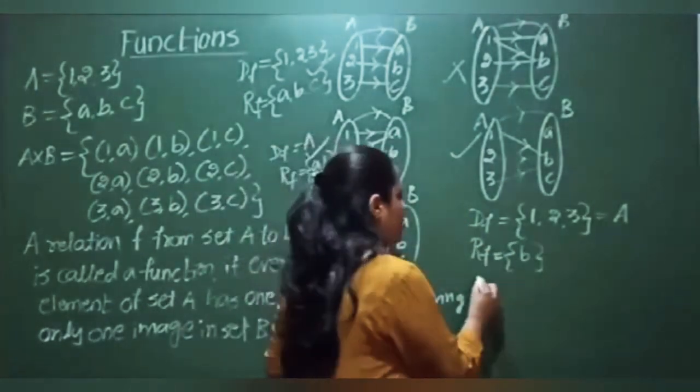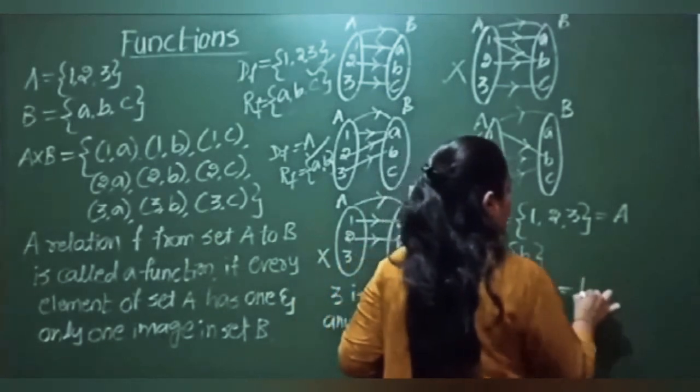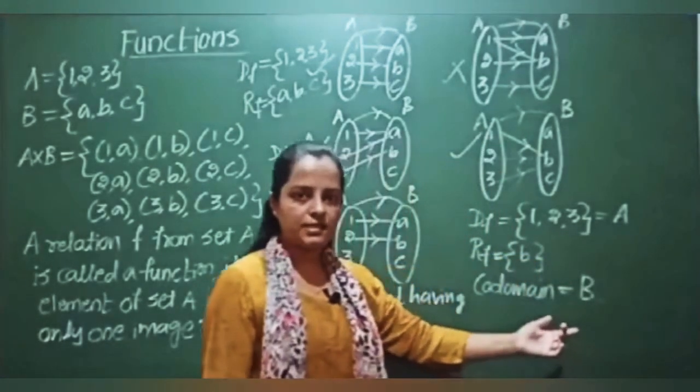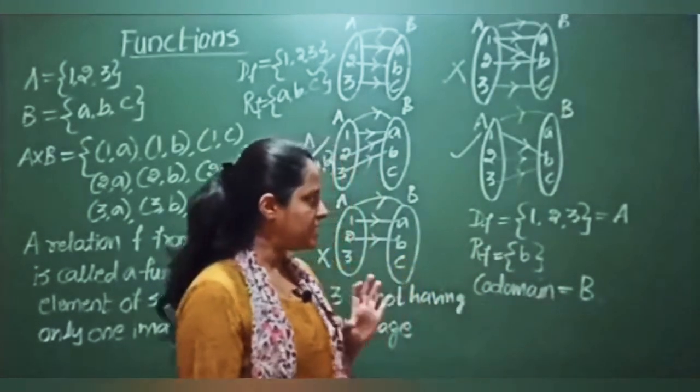Okay, so what is the codomain? The codomain is always the second set. The codomain is always the second set. The second set B is called the codomain of the function. Hope you are all understanding this one.